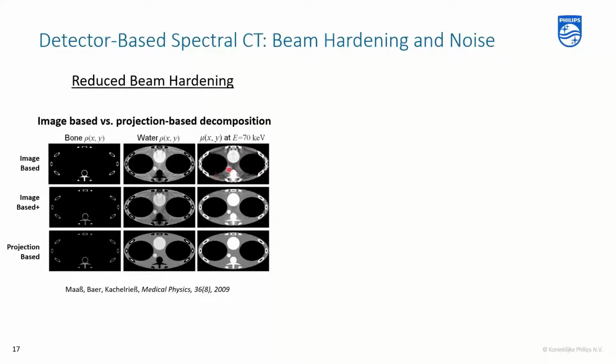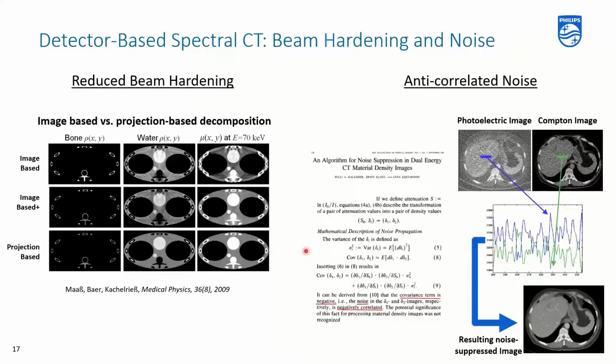Now, if we would do this in a material decomposition that's image-based, so where the high and low energy information is obtained one after another, we would still have these artifacts. Now, if we do this projection-based, meaning we actually have the raw data that's lining up perfectly, we can essentially eliminate these beam hardening artifacts. And what we also see is with noise. The noise that we measure in the photoelectric and the Compton image is actually anti-correlated. So when it goes up in one, it goes down in the other. And this can be used to almost cancel the noise. It's not quite the same, but it's a similar principle where we can really remove a lot more of the noise than in conventional or in other types of dual energy CT.